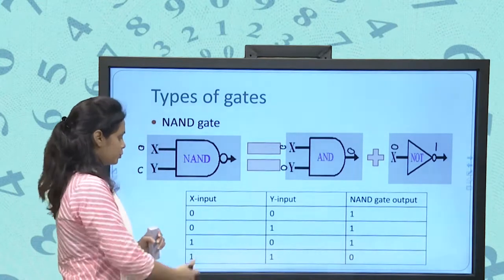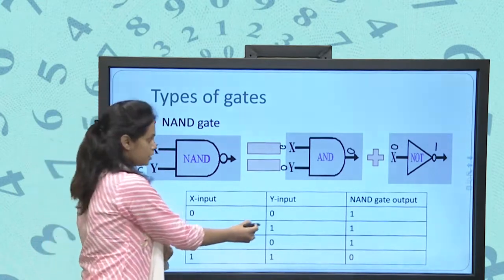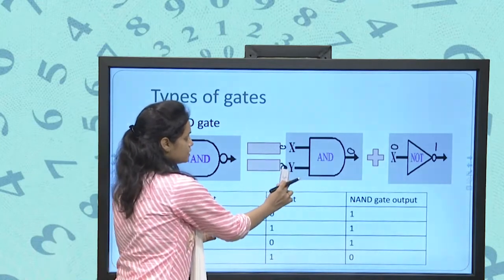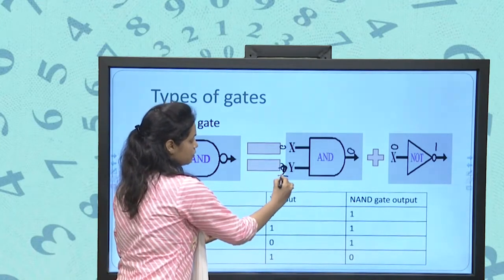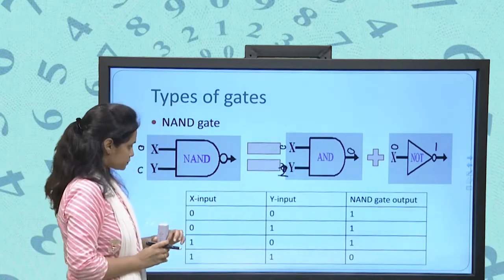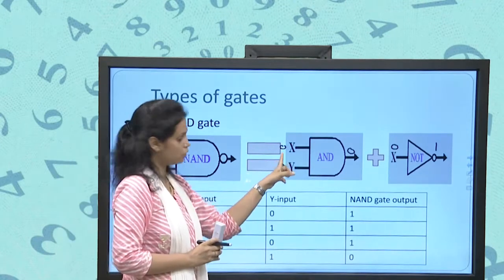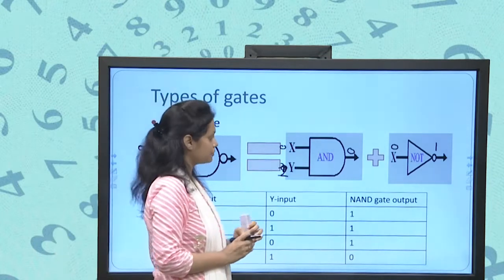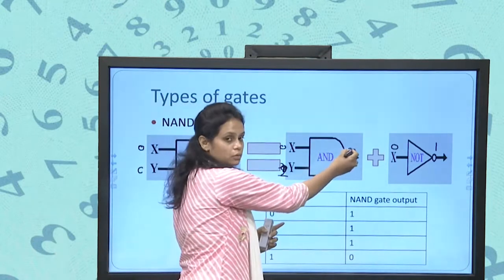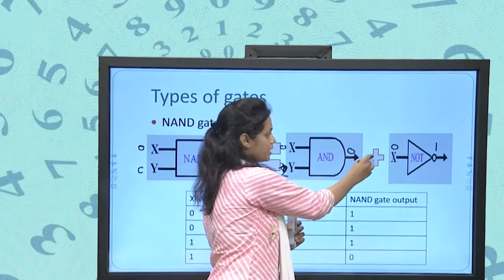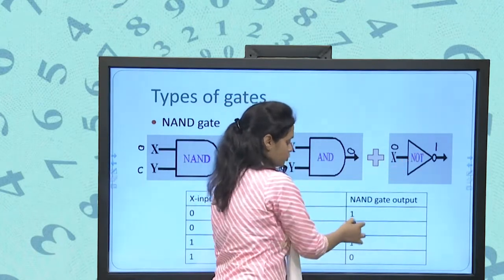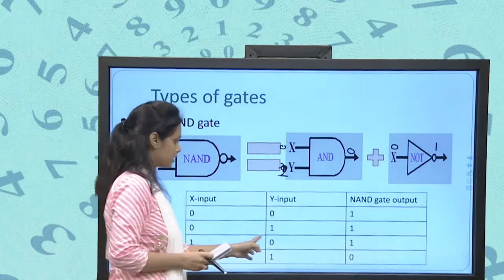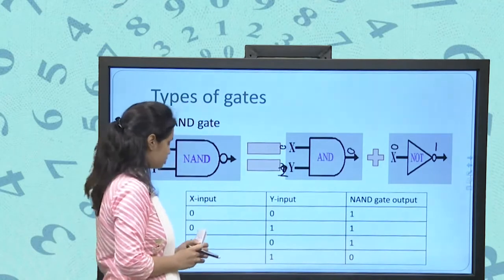Suppose our x input is 0 and y input is 1. Now see, if your x input is 0 and y input is 1, what will happen? What is the output of the AND gate? It will again give 0. So this will pass to this NOT gate and it will give output 1. In the third case also it will give the output 1. We will see the fourth case.